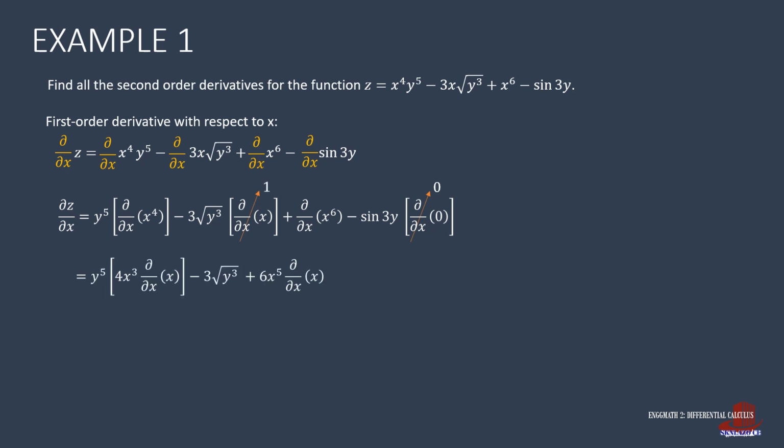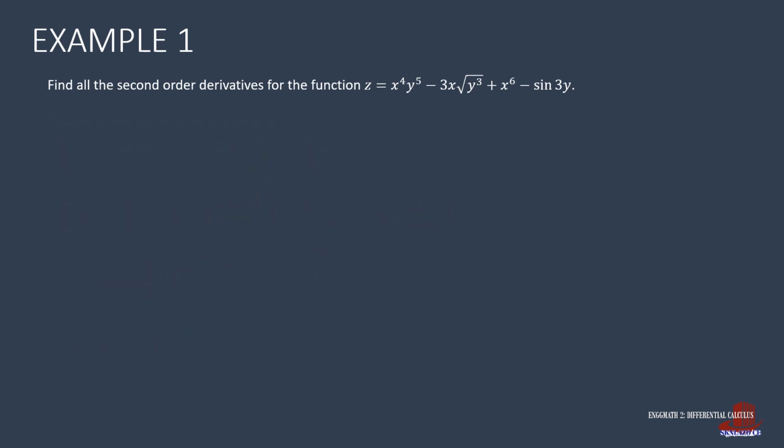Simplify the function further to get y raised to 5 multiplied by 4x cubed times the derivative of x, minus 3 root of y cubed, plus 6x raised to 5 multiplied by the derivative of x. Again, dx over dx is 1. So the partial derivative of z with respect to x is 4x cubed y raised to 5 minus 3 root of y cubed plus 6x raised to 5.